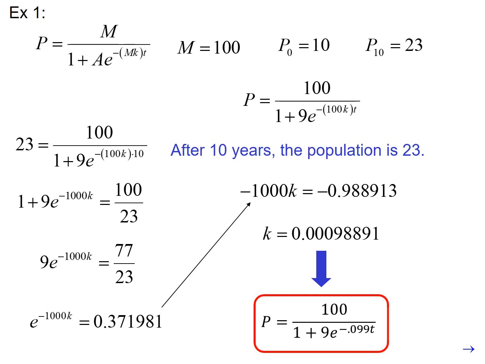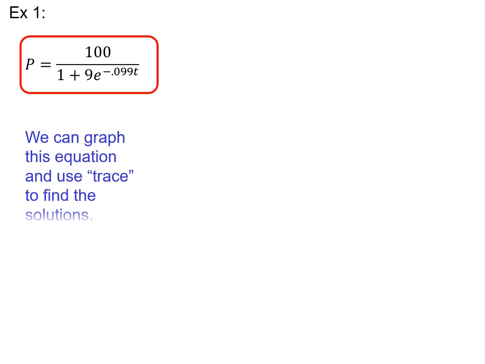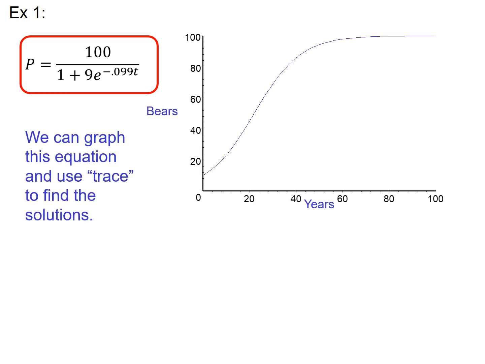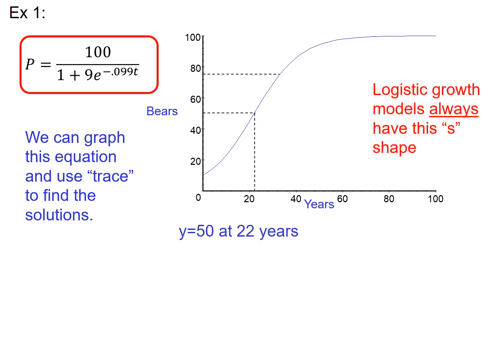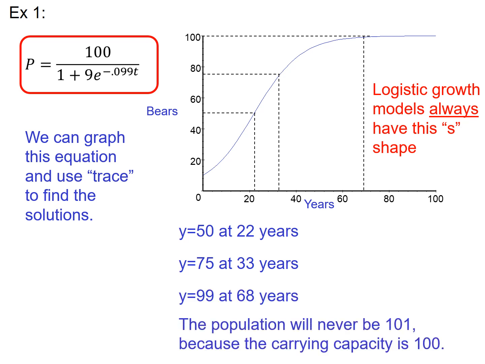So to answer the question on the previous slide of what the population is going to be at various times, we could just plug our values of T, the 50, the 99, in for T right here and find the population. But we're going to take a look at this graphically just to see what this equation looks like. And you can see how as the population gets closer to 100, it levels off, approaching a rate of growth of 0. And if we trace, we can figure out that the population at 50 years, or it should be 50 at 22 years, 75 at 33 years, 99 at 68 years, and the population will never be 101 because the carrying capacity is 100.